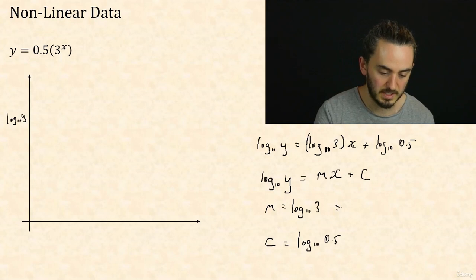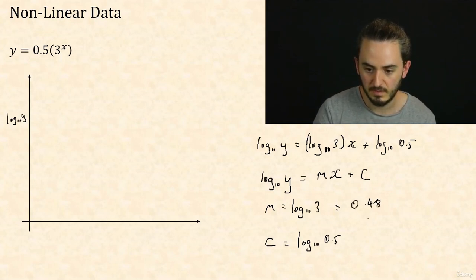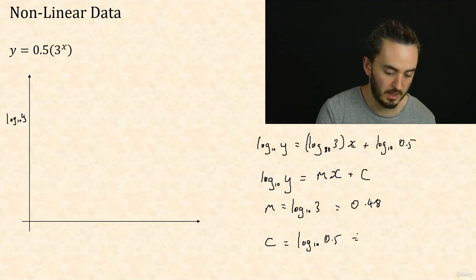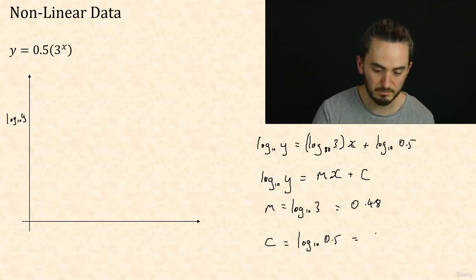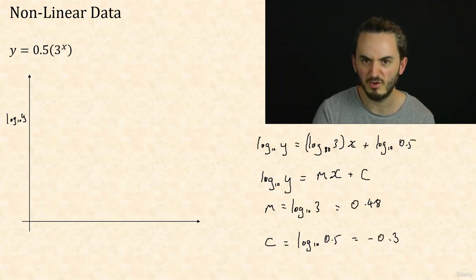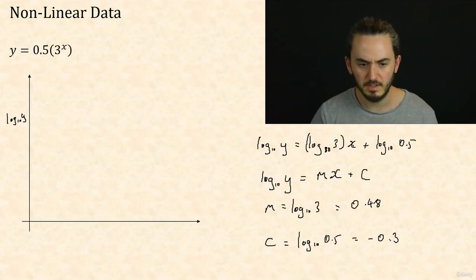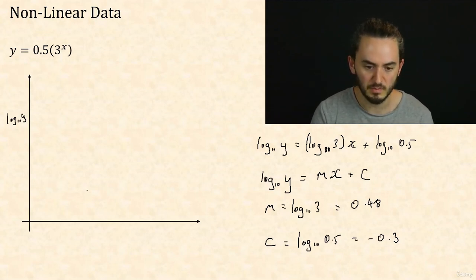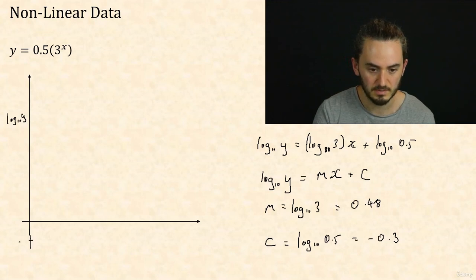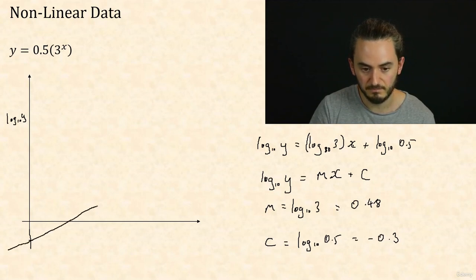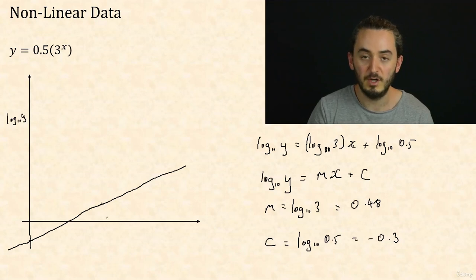Log base 10 of 3 is 0.48, and log base 10 of a half is minus 0.3, roughly. I'm rounding quite a lot. So it's just a straight line that has a y-intercept of negative 0.3, so let's say that's about here, and a positive gradient of about a half, so I've got a straight line. And then I could work with that however I wanted.